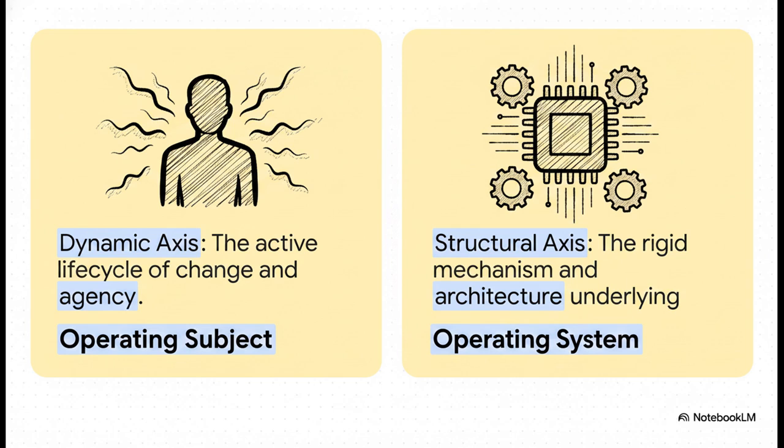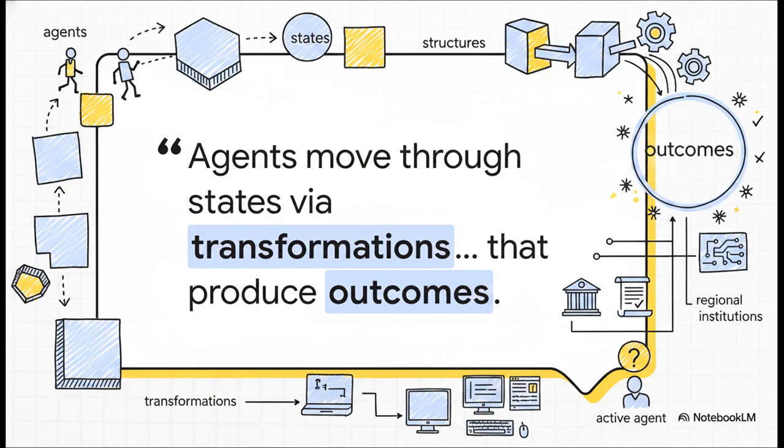But on the right side, we've got the structural axis. This is the operating system itself. It's the rigid mechanism, the architecture, the organization, and the control rules working underneath everything. Much like a CPU running software instructions, this structural layer rigidly dictates exactly how and when any evolution is actually allowed to occur. This brings us to a brilliant concept the source material calls the systemic axiom.